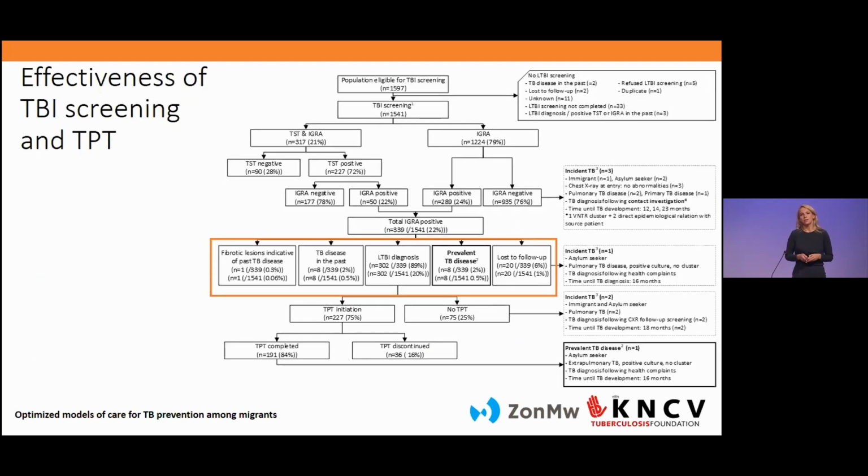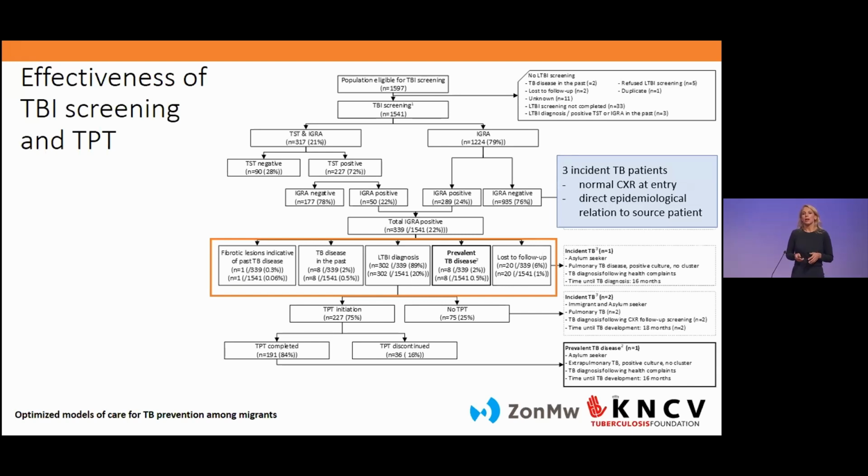We also looked at the effectiveness of the LTBI screening to identify persons with prevalent TB disease at the time of the screening. We identified or diagnosed 8 persons with tuberculosis disease. We matched the TB endpoint data to data from the National TB Register with a follow-up period of on average 2 years, and identified that there were 3 incident TB patients among the cohort that tested negative by IGRA.